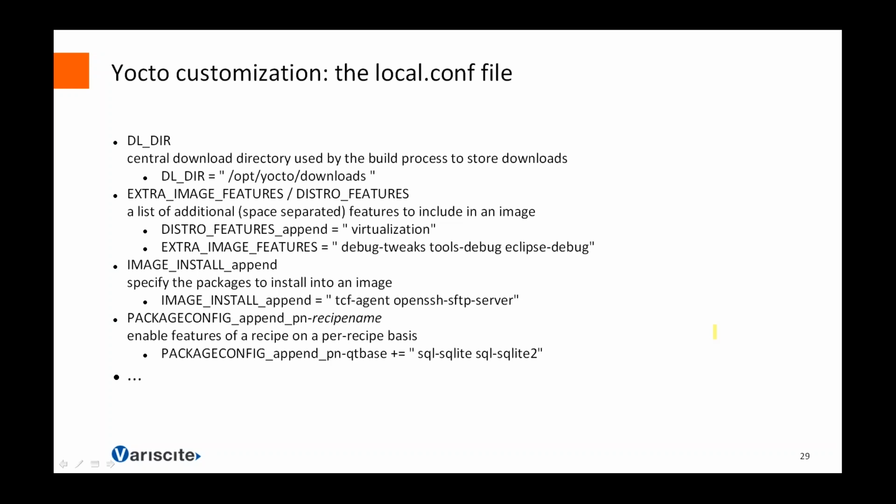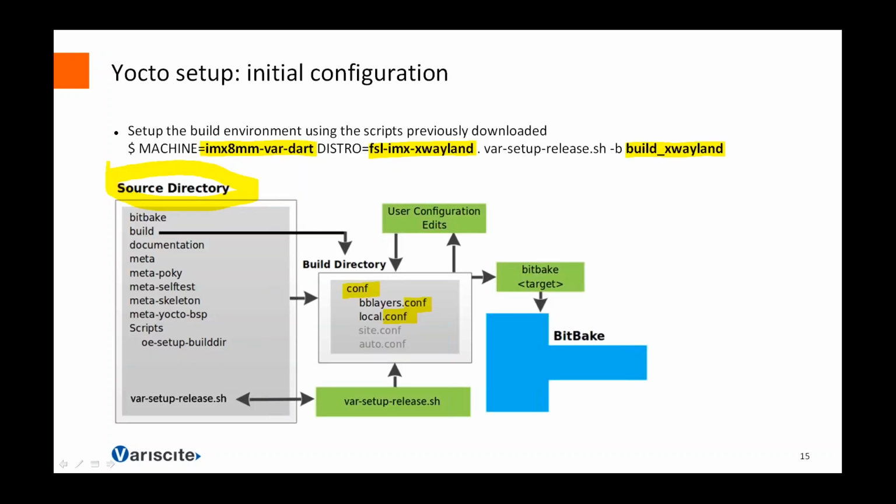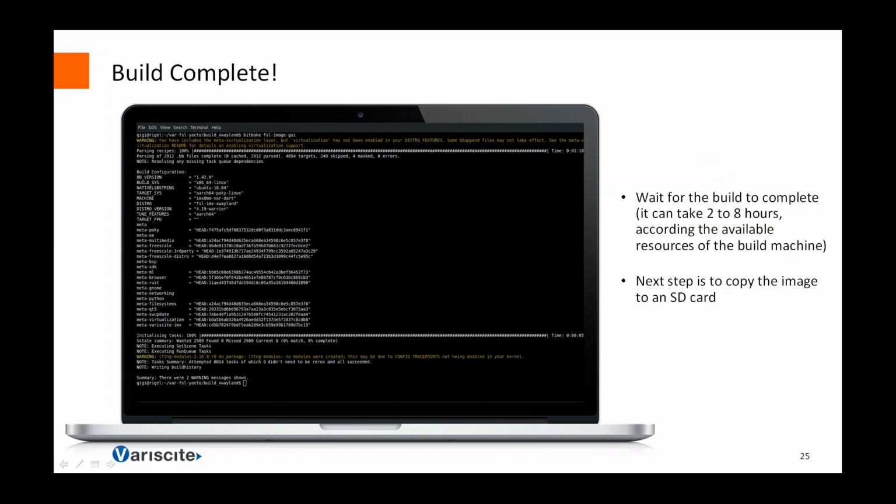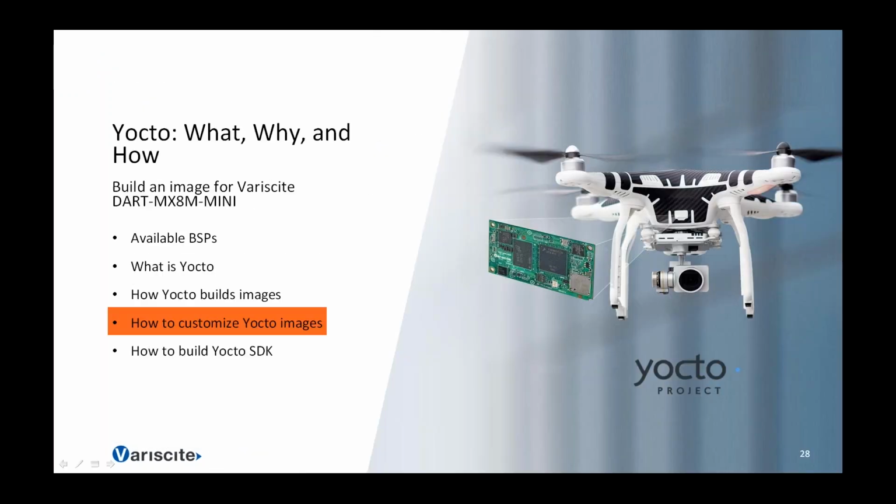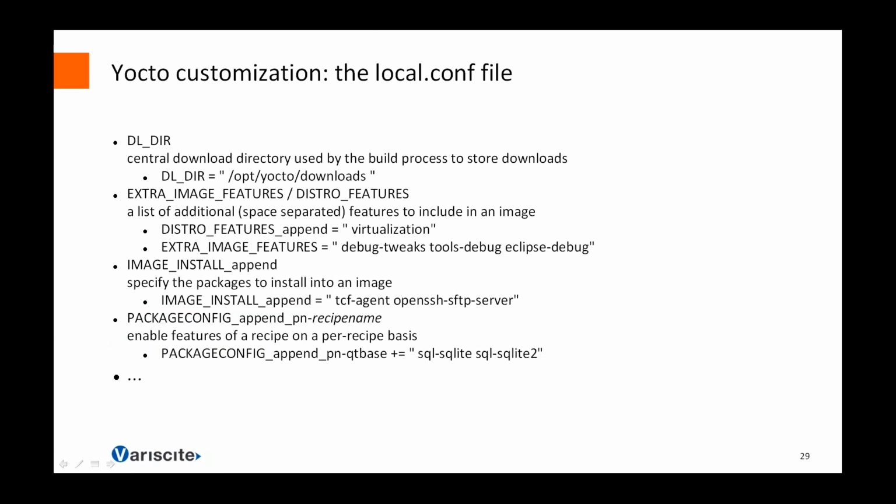In slide 15, well, in the conf directory, there is also the local.conf file. This file is one of those that can be used to configure your build. It's a standard text file where you can set the download directory. You can add features to your image. Just remember that feature means a set of packages.